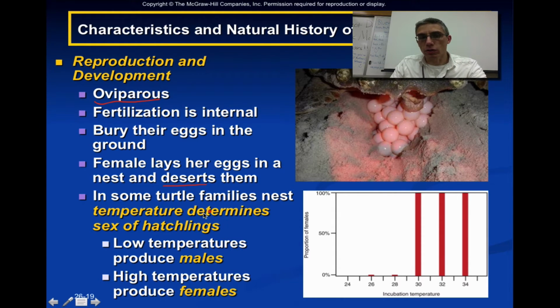And in fact, this doesn't only occur with turtles, but it can occur with other reptiles as well. If you have a nest where the eggs are being exposed to relatively low temperatures, then you might get a higher number of males being produced. But if you have a nest where for whatever reason the temperature tends to be a little bit higher, then this nest most likely will produce females. And so the gender of these offspring is temperature determined in this group of animals.